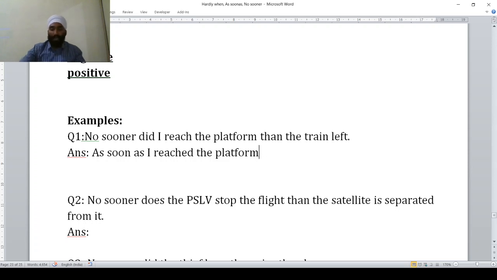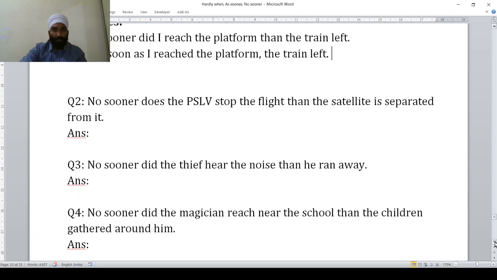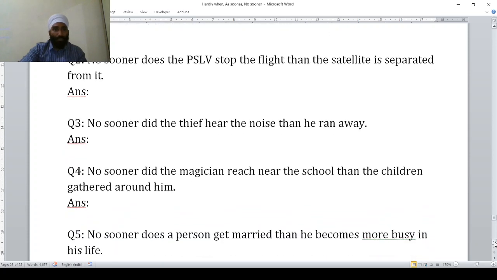After this, in the sentence of no sooner than, than is used to join the second clause, but we have to remove than and use a comma instead of than. Thereafter the remaining clause will be used as it is: the train left. As soon as I reached the platform, the train left. This is how we can make the second sentence.